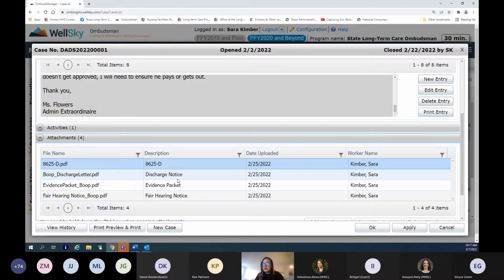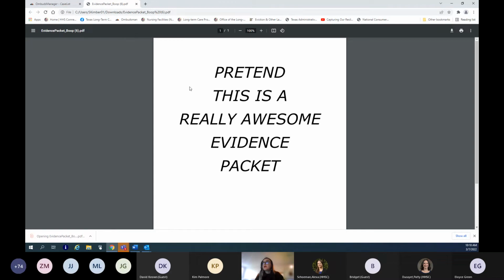So we can see in these attachments, and if you're having a discharge case where you're doing an appeal, you're probably going to have a lot of attachments. I've got the 8625 discharge form here. I've got the discharge notice from the facility here. I've got the evidence packet I said I had uploaded, and I also have the fair hearing notice here. And so what I do, sometimes when I upload mine, I make sure that I click on them. I make sure that I uploaded the right file from my computer.